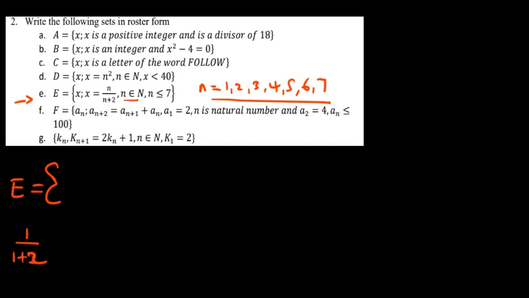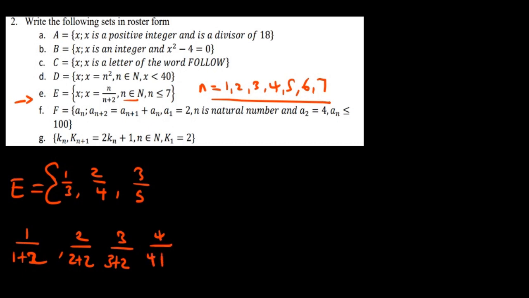That will be 1 over 3. Okay, and then the second one will be 2 over 2 plus 2, which will just be 2 over 4. Okay, 2 over 4, comma. The next one will be 3 divided by 3 plus 2. That will be 3 over what? 5.